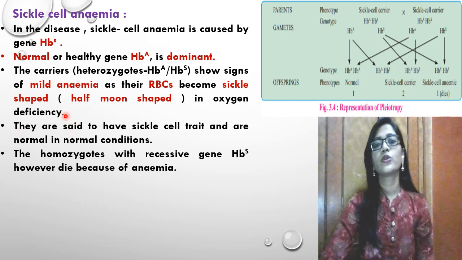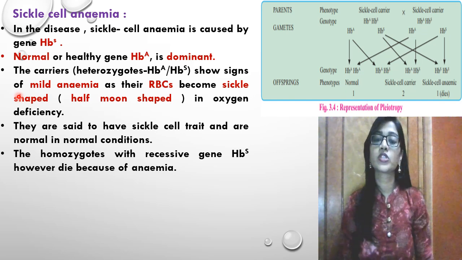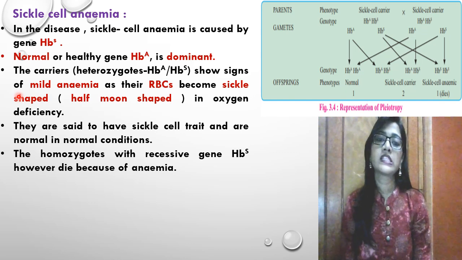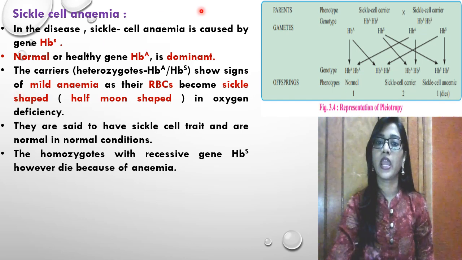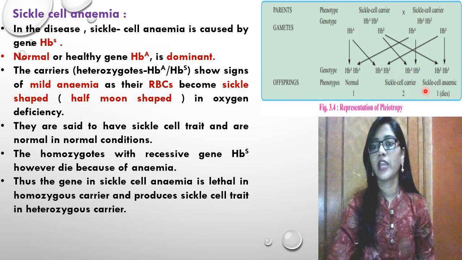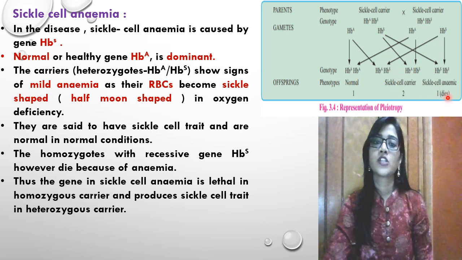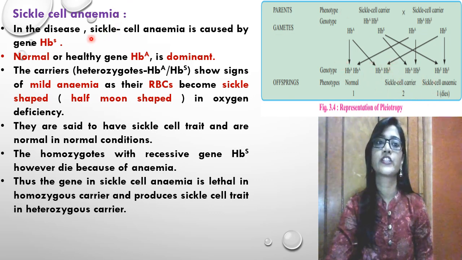So the homozygotes with the recessive gene, that is HBS, however, die of total anemia. Thus, the gene for sickle cell anemia is lethal in homozygous condition and it produces sickle cell trait in the heterozygous carrier. Now, this is the homozygote trait, while these are the heterozygote traits. They survive. These are the carriers, while the sickle cell anemic offspring dies. So the two different expressions are produced by a single gene, that is HBS.